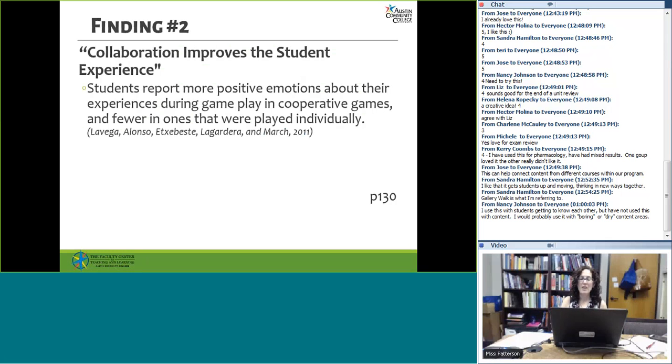Finding two suggests, again, collaboration improves the student experience. Well, we've just been talking about collaboration. We already heard that grouping students together is valuable. But in particular, when it comes to academic games, if you feel like you are responsible for answering challenging questions all by yourself, it can actually cause some negative outcomes. Students feel uncomfortable, they feel stressed. And so if you give them the opportunity to work in groups, you tend to see a better outcome.